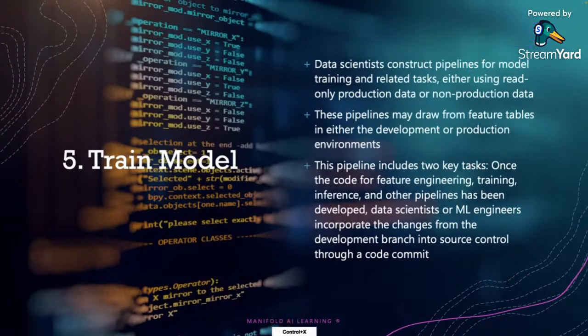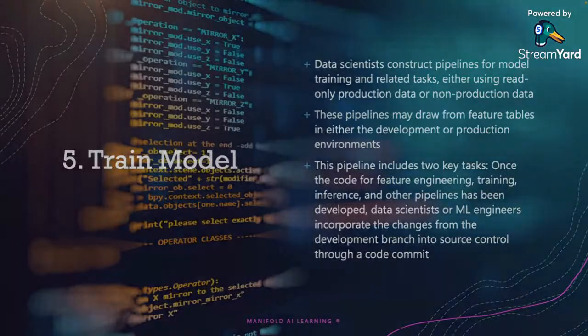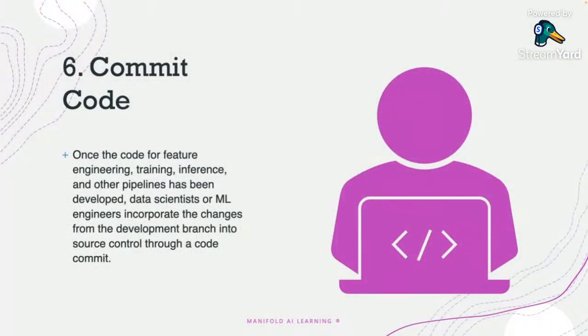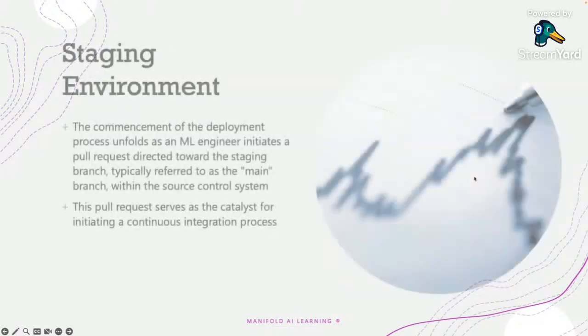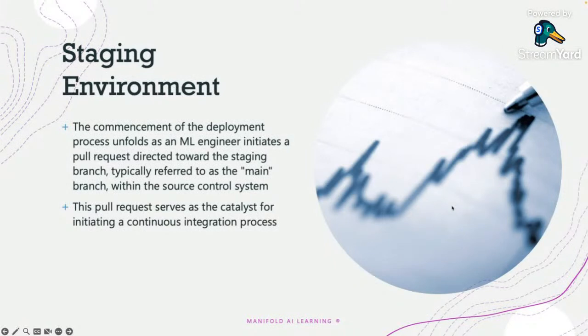Now, once we commit into this development branch, you will take up the next step. See what it says. The next step is code commit. Once the code for feature engineering, training, inference, and other pipelines has been developed, we are going to incorporate these changes into a development branch. And once the code that we have is present right here inside our development branch, the next step is moving to the staging environment.